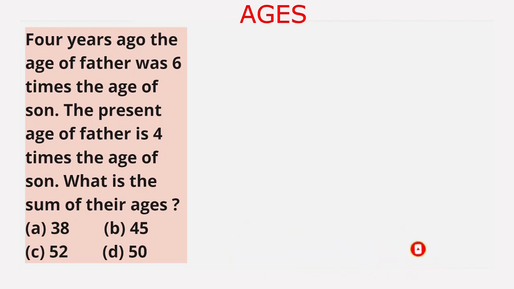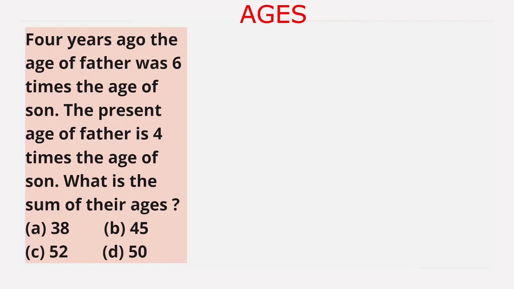We can solve this question from the given options within 30 seconds. The present age of father is 4 times the age of the son. So 4 plus 1 is 5 is their sum, and from the given options there are two options which are divisible by 5, option B and option D. Option B is 45 and option D is 50. So from this relation we cannot go to one option.